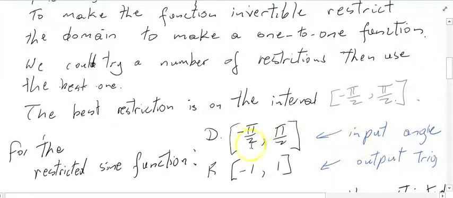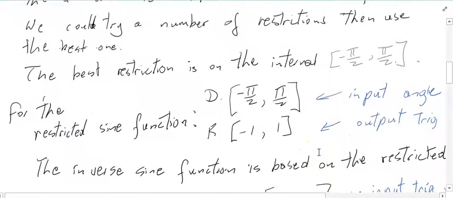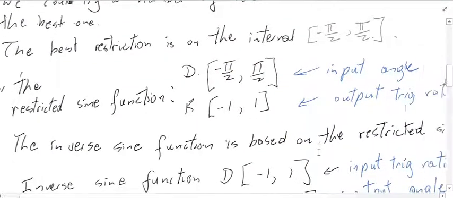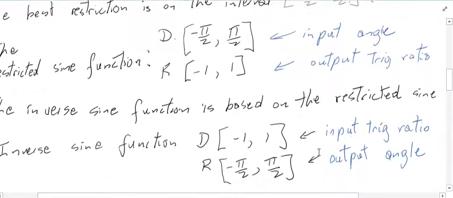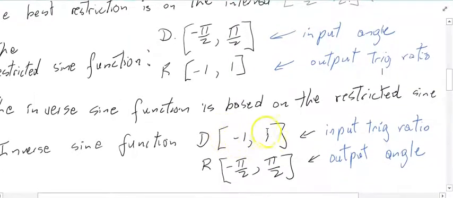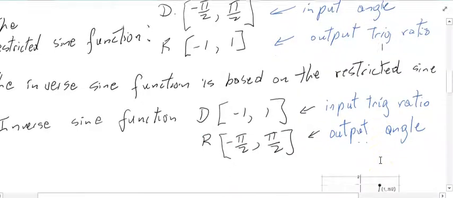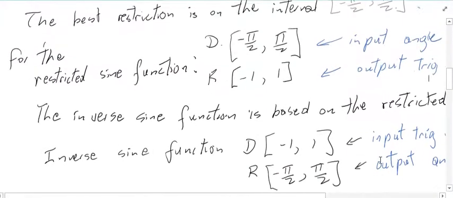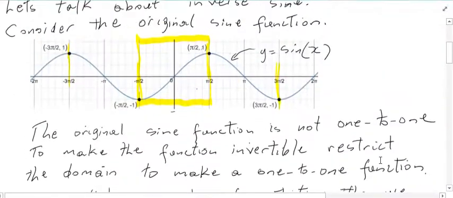The domain and range of the inverse sine function can be had by interchanging the domain and range of the restricted sine function. So the inverse sine function based on the restricted sine function will have domain -1 to 1 inclusive, where your inputs here are your trig ratios, and your range is -pi/2 to pi/2, which are your outputs, and your outputs are angles. Now, what would a graph of the inverse sine function look like?